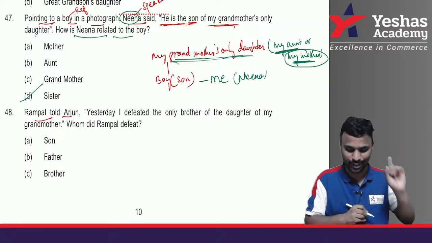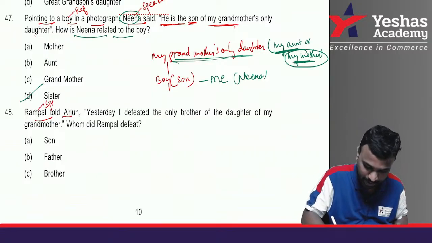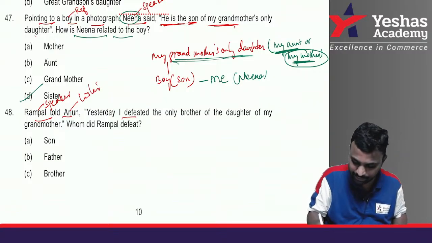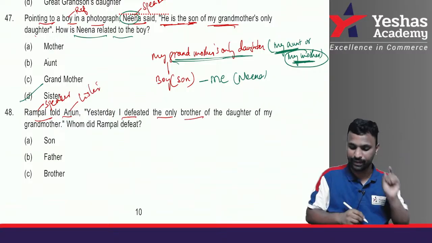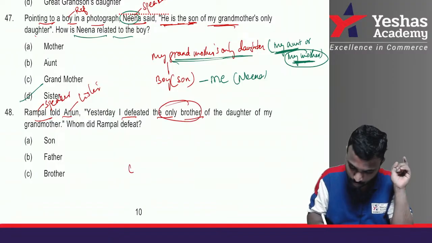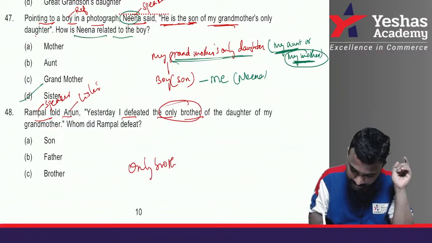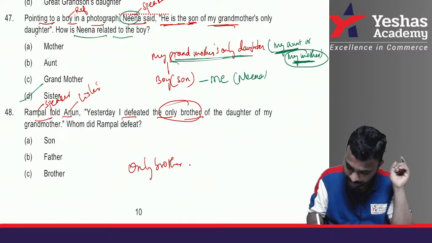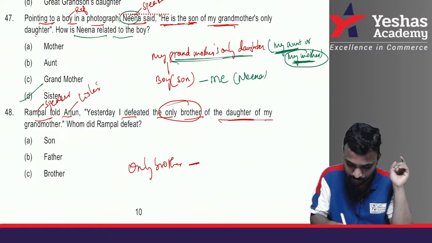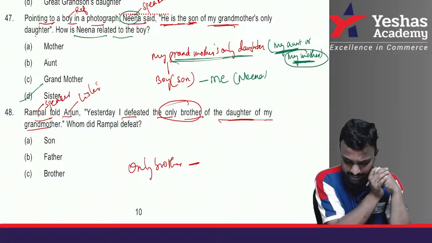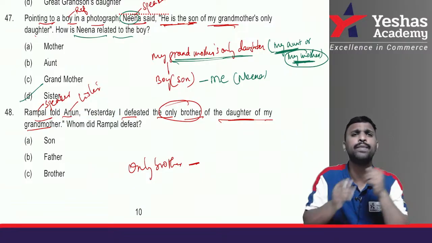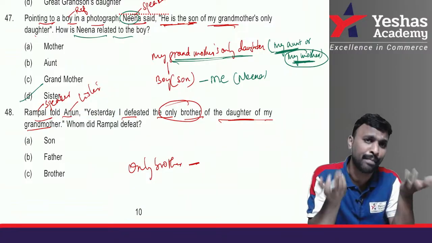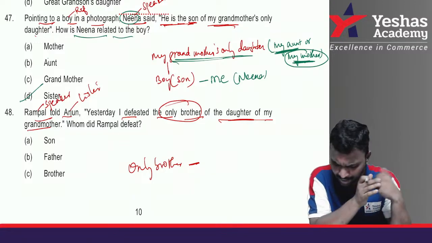Rampal told to Arjun. Rampal is the speaker. He told to Arjun. Arjun is the listener. Yesterday, I defeated the only brother. This fellow is only brother to someone. Who is that someone? Daughter of my grandmother. Daughter of my grandmother could be my mother or my aunt also.